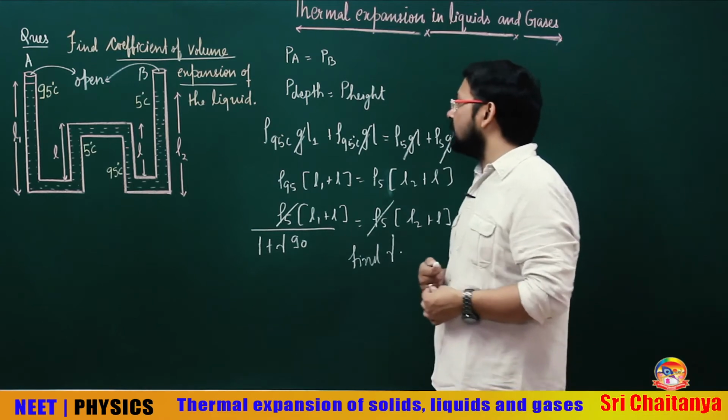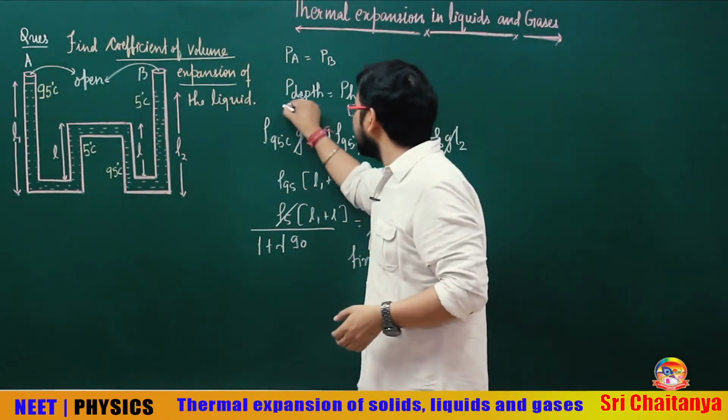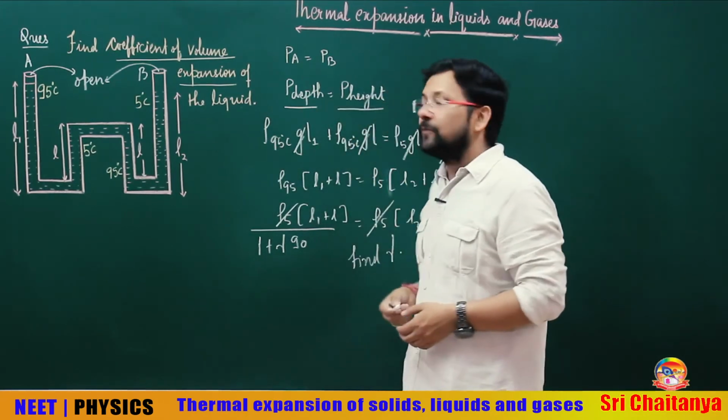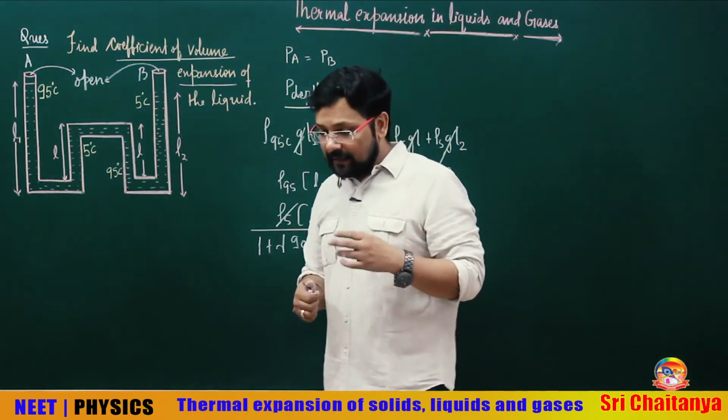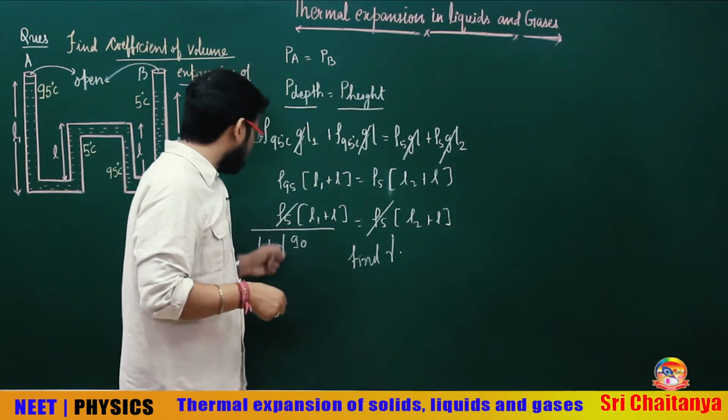One thing you will see here: first, if both limbs are open, then there is a new trick, you can use pressure at depth equal to pressure at height. Second thing, what formula have we used here? Rho initial into 1 plus gamma delta T.